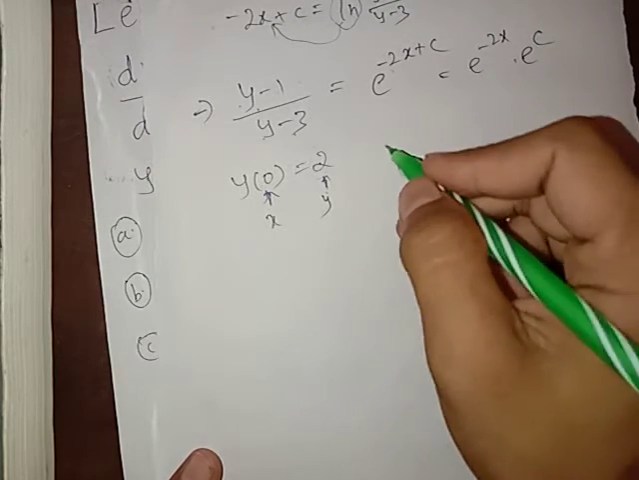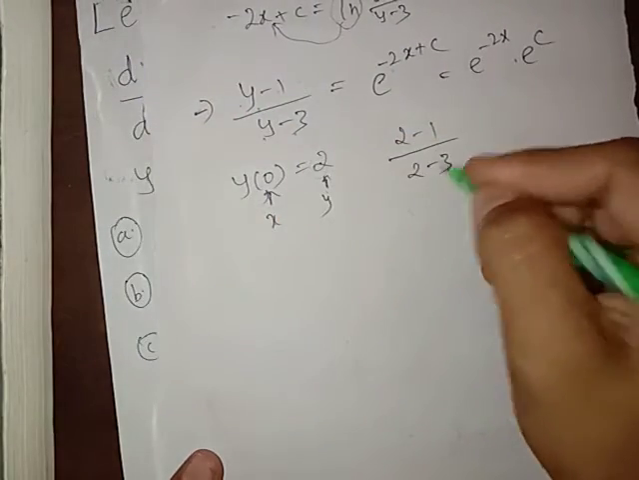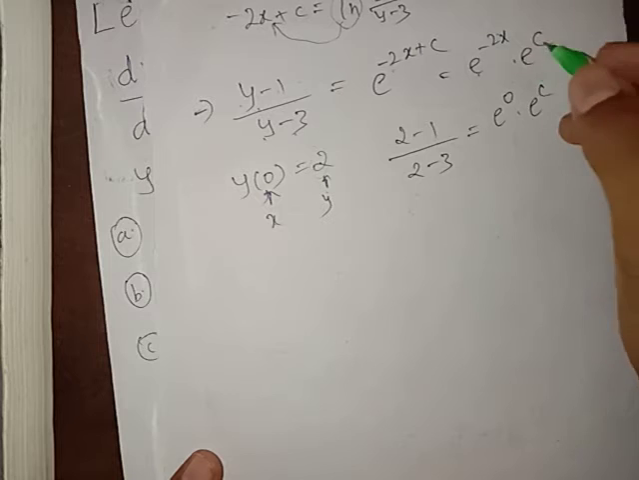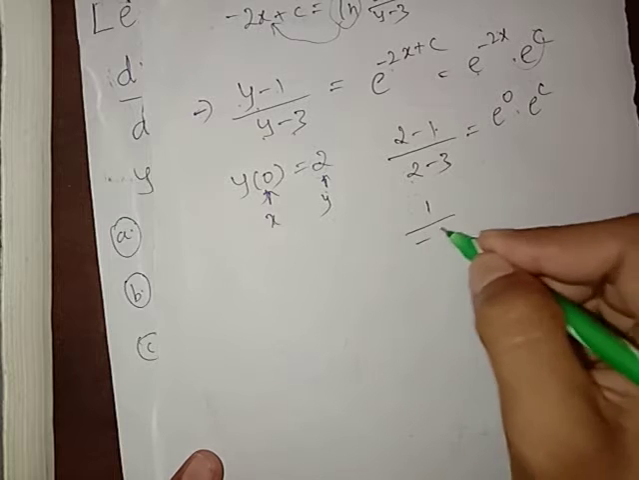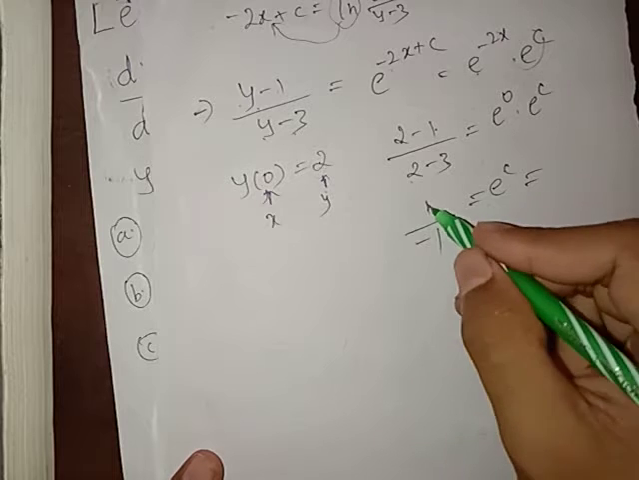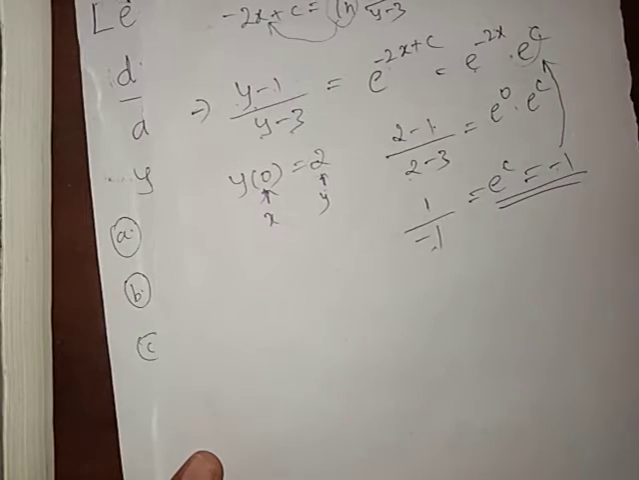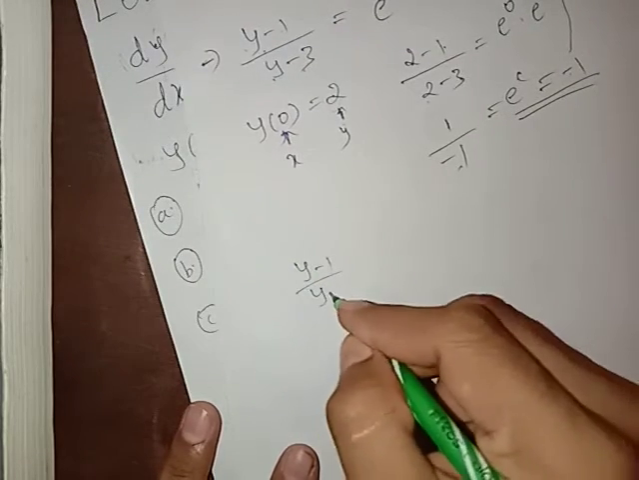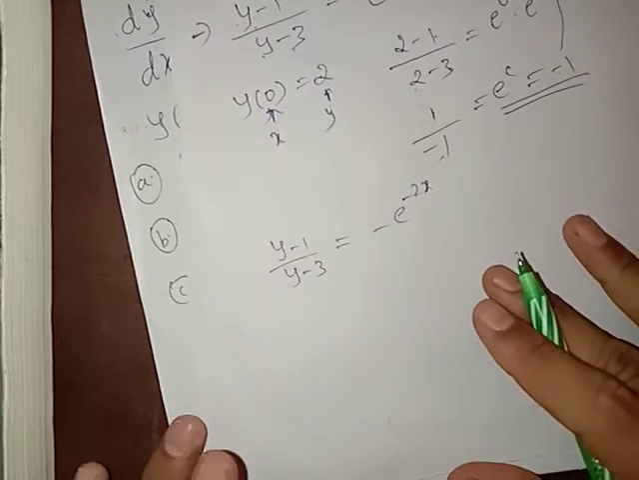So in the place of y we put 2 minus 1 divided by 2 minus 3, and in the place of x we put 0 into exponential of c. This is a constant. Now 2 minus 1 is 1, 2 minus 3 is minus 1, exponential of 0 is 1, that is equal to exponential of c. So 1 divided by minus 1 means minus 1. Exponential of c is minus 1. This is the value of the constant. So we can write (y minus 1) divided by (y minus 3) is equal to minus exponential of minus 2x.